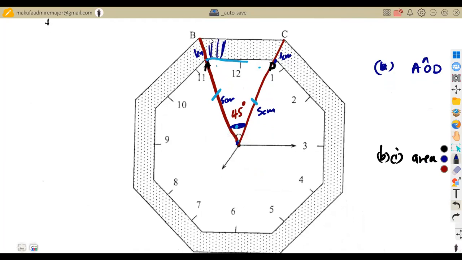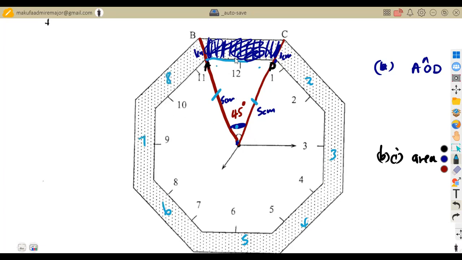Let's consider this section alone, because this part here that I'm shading is the same as this part, and also the same as this part here. It's the same portion that we are going to have. So if we consider this, how many portions are we going to have for this part? We've got this part, which is 2, 3, 4, 5, 6, 7, 8.